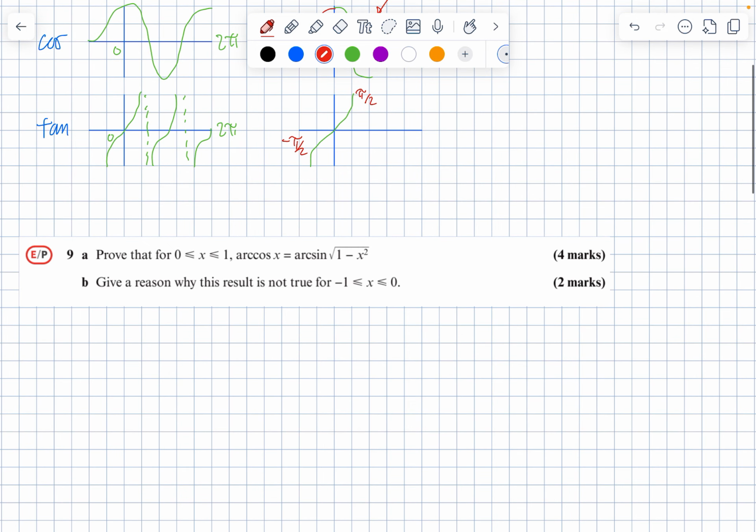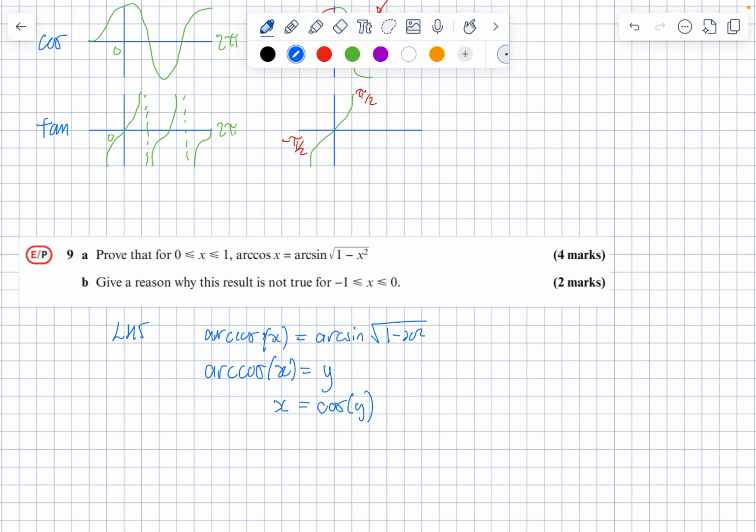Now, let's go to our question. It says that arc cos of x, from the left-hand side, arc cos of x is equal to arc sine of the square root of 1 minus x squared. So let's start from here. Our arc cos of x is equal to something, we'll call it y. Now, if I take the inverses of that, that means that x is equal to cos of y.